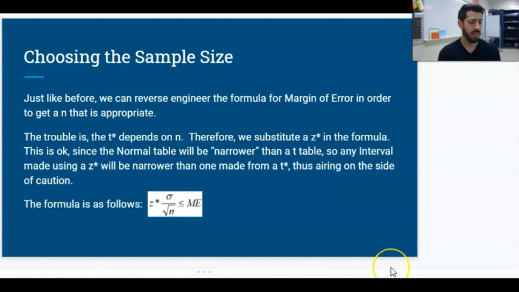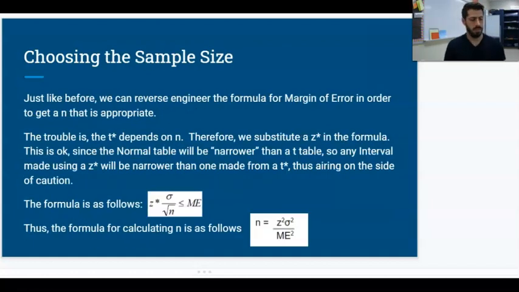This is okay because the normal table will be narrower. Therefore, any z that we use with a comparable sample size will be safer than using a specific t, right? So what we can do instead is swap in a z for a t, and the rest of the formula is actually a lot easier. If we want to get a sample size under a certain margin of error, the margin of error is found by critical z times standard deviation divided by the square root of n, and that's got to be less than or equal to the margin of error.